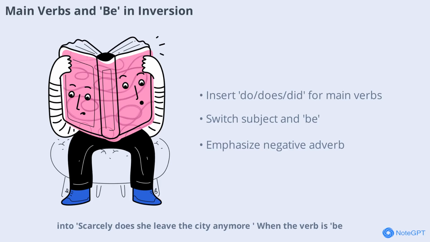When the verb is be, simply switch the order of the subject and be. For instance, "We are seldom late" becomes "Seldom are we late." This rule keeps your sentences grammatically correct while emphasizing the negative adverb at the start. It's a neat trick to make your English sound more advanced and expressive.